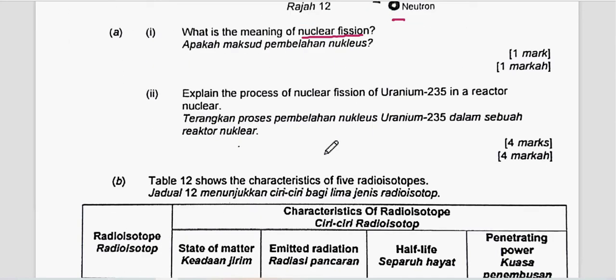So explain the process of nuclear fission of uranium-235 in a nuclear reactor. Okay, so explain the process of nuclear fission of uranium-235 in a nuclear reactor? Actually, this question at the same time is actually asking about chain reaction, okay, 4 marks. Because for nuclear fission in a nuclear reactor, the process continues due to the chain reaction.